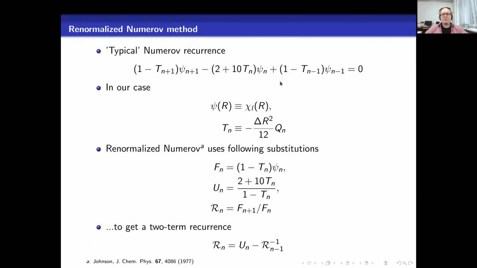The typical Numerov recurrence is a kind of simple, well-known formula. The renormalized Numerov switches this three-term recurrence for a two-term one, at the cost of forfeiting the normalization of the wave function, which, as stated before, we don't need anyway. So it's kind of perfect for our application, and it has an added benefit: the propagated quantity does not explode in the classically forbidden regions, which is kind of useful too.